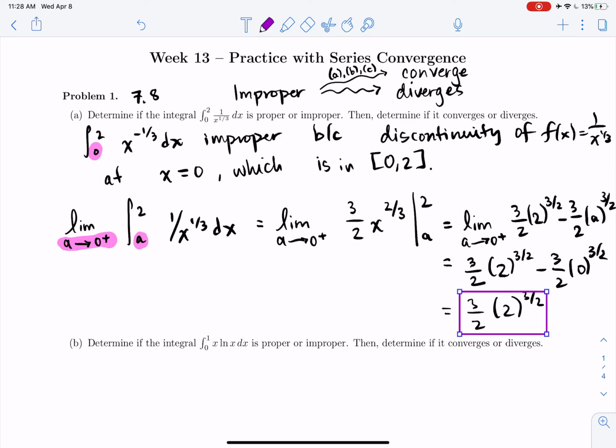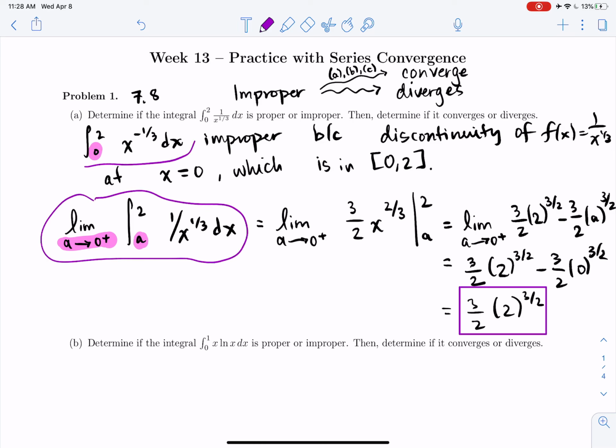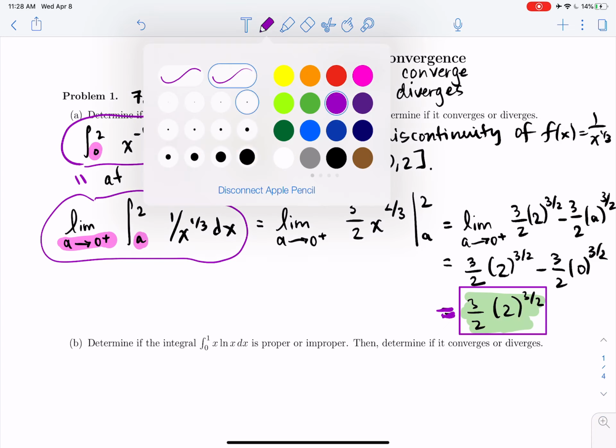And because this limit that we created here exists, we can say that our original integral is equal to that limit, which is equal to this finite value. Okay, so there's a lot going on here, but hopefully that gives you an example of something that is improper, but it converges to a finite value. Okay, let's do another one.